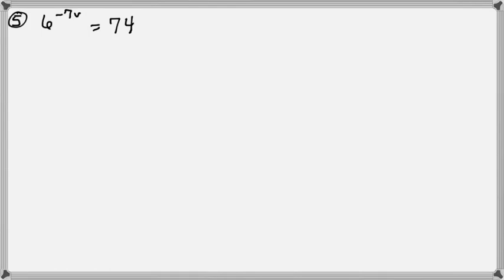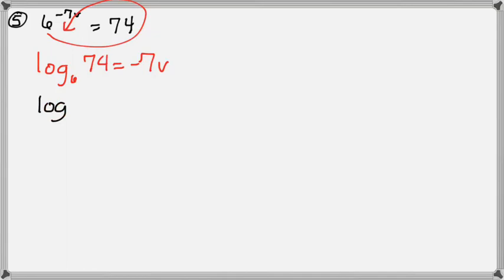Let's do our last set. This is when we have a negative exponent, so that means our answer is going to end up being negative on these. So step 1 is going to be converting it. So log base 6 of 74 is equal to negative 7v. So log base 10 of 74 divided by log base 10 of 6 is equal to negative 7v.